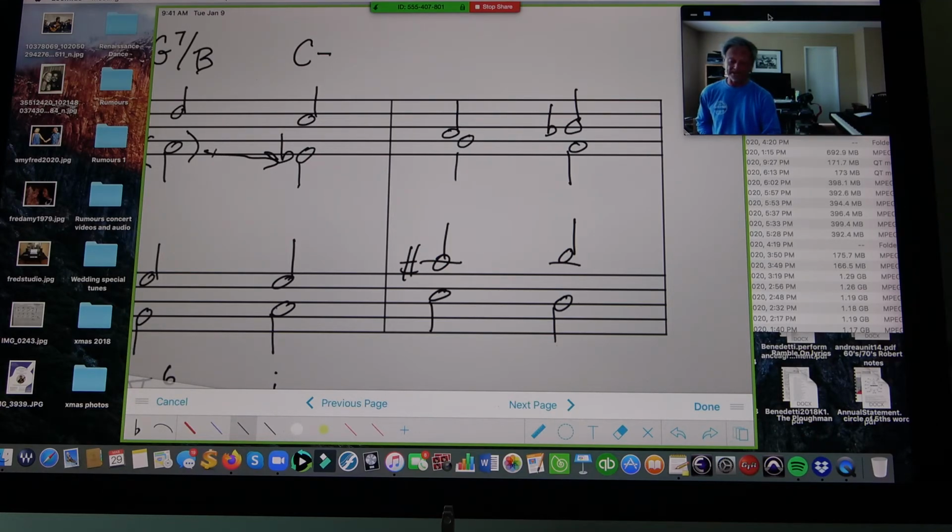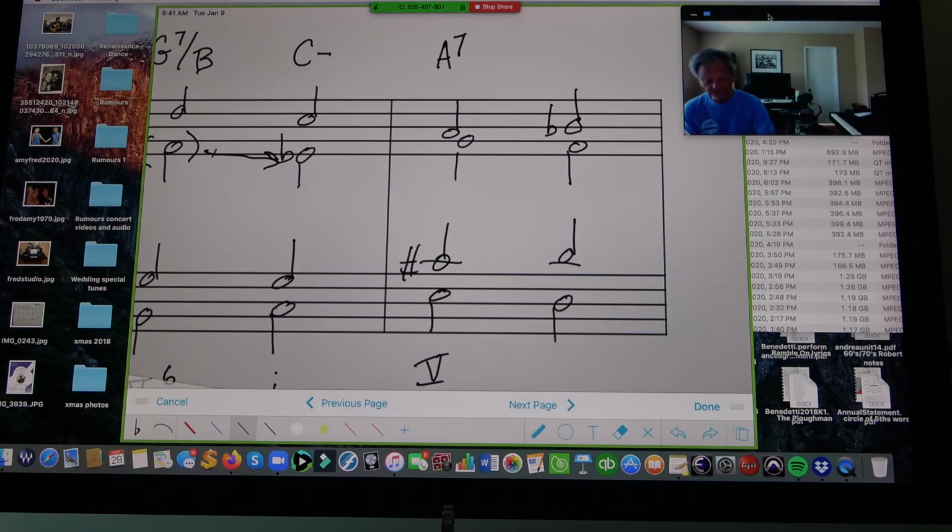Then I go to A, and obviously it's the last one, but let's prove it. A is at the bottom, a 3rd up is C sharp, a 3rd up above that is an E, and a 3rd above that is a G. So A is definitely the root of this chord. It's A7 for sure.